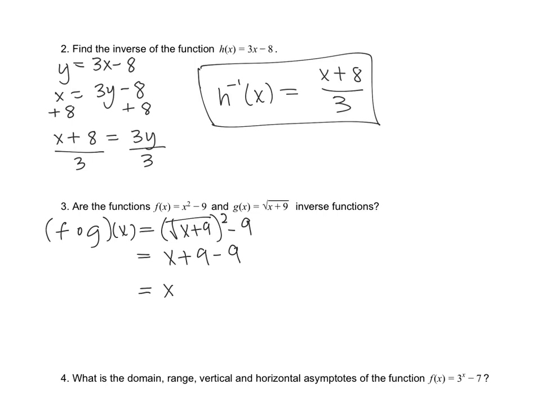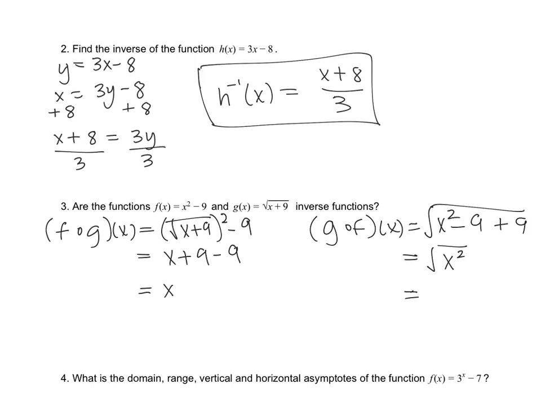So now we want to check to see if our second composition, g of f of x, also simplifies to x. So g of f of x is going to equal the square root of x squared minus 9 plus 9. Combining like terms, we're left with the square root of x squared, which just becomes x. So because both of my compositions equal x, the answer is yes, they are inverses.